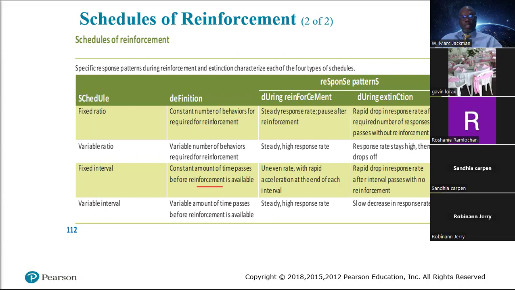So it is similar to the variable ratio. The variable ratio is a certain amount of behaviors that must be conducted, and variable interval is any amount of time that must pass. In the fixed ratio, you have a fixed amount of behaviors; ratio represents the number of behaviors. And in the fixed interval, you get reinforcement after a fixed, particular time. So these are schedules of reinforcement.